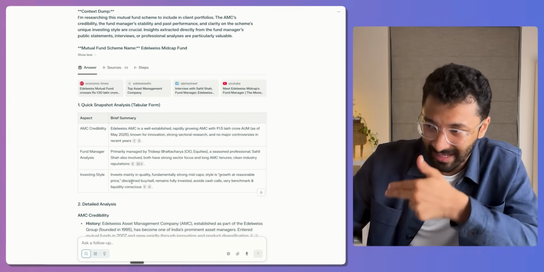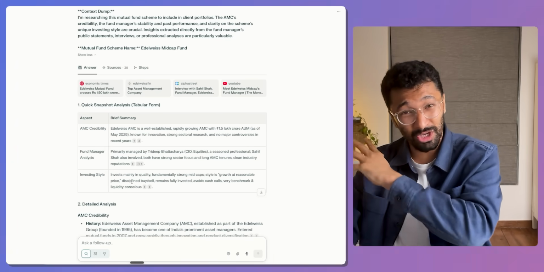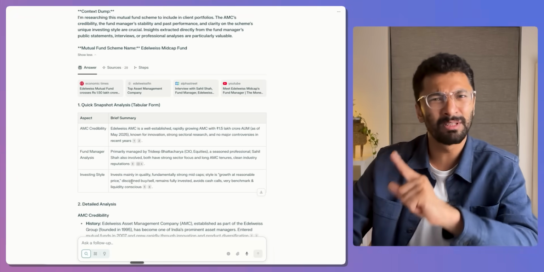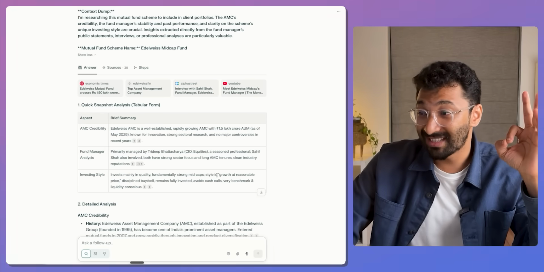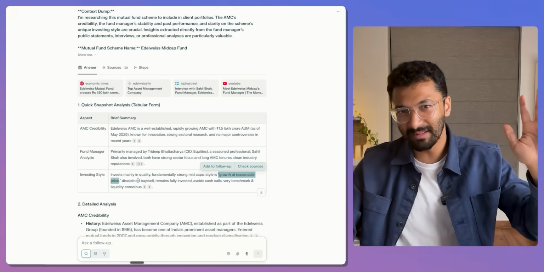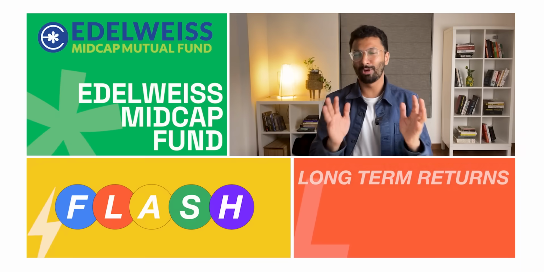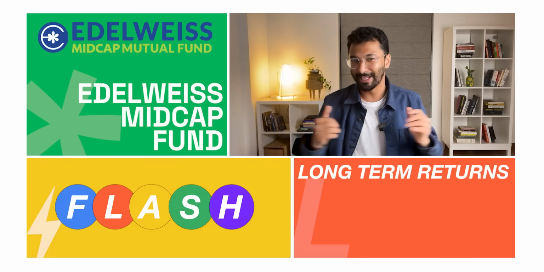Then comes investing style. So we'll delve deeper into this in the A for approach and allocation, even the final point. But for now, just keep in mind one simple thing. The style is growth at reasonable price, right? So keep that in mind, and we'll dive deeper into this much later on. For now, let's get to L for long-term returns in our FLASH framework.